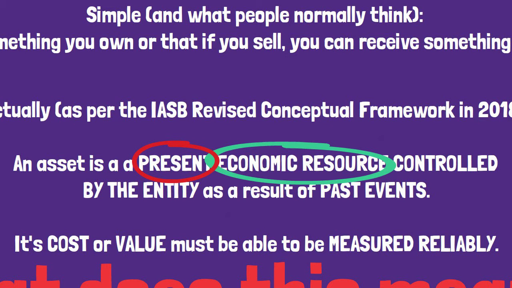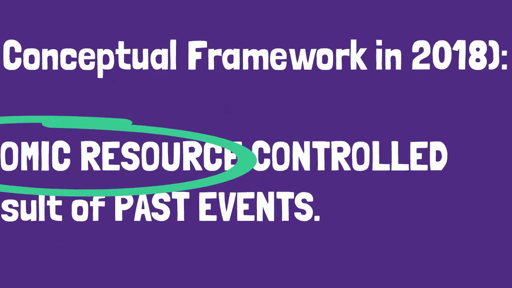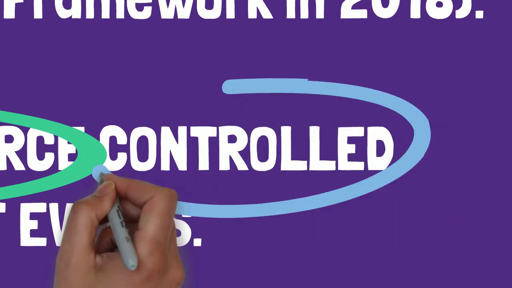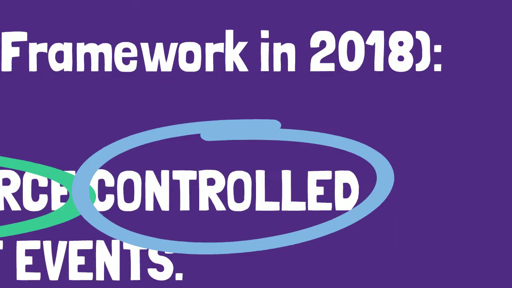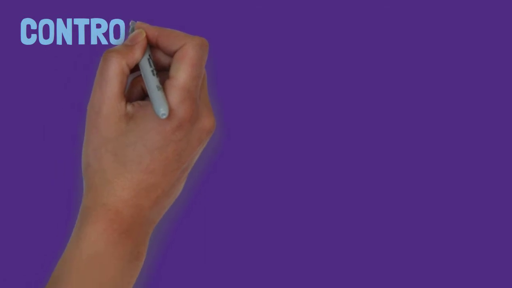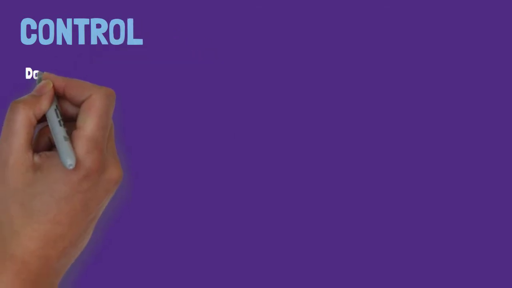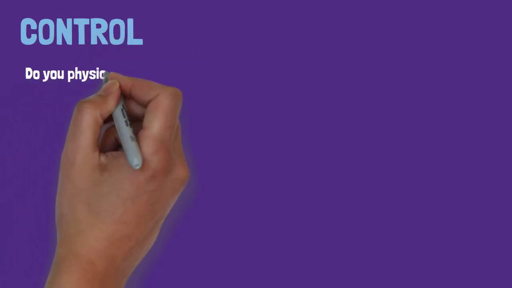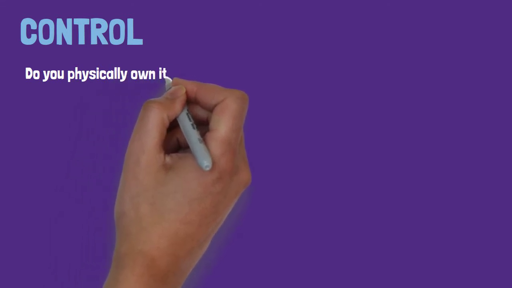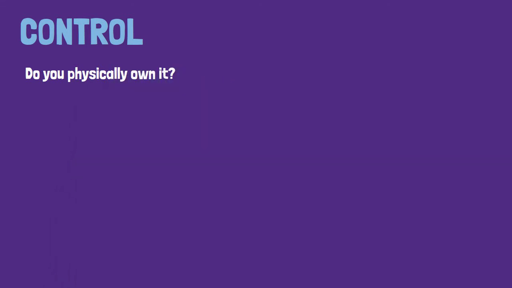It is controlled by the entity as a result of past events. What does control mean? Well, we're going to cover control in a lot more detail in another video. However, there are some key things that we need to remember. Normally, people just think of it as, do you own it? Do you have access to it? That means you have control over it. But actually, control encompasses a lot more than that.